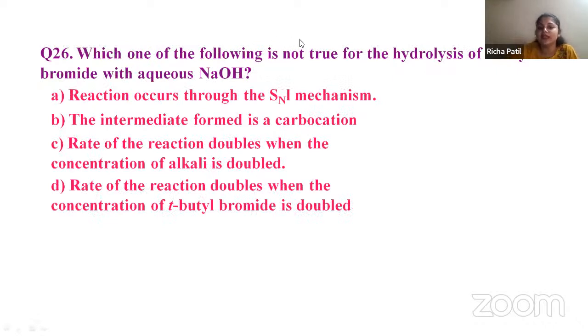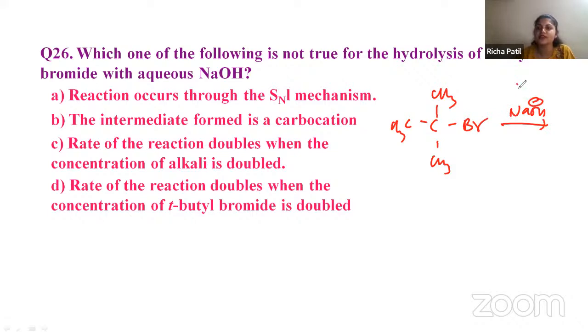Which one of the following is not true for hydrolysis of tertiary butyl bromide with aqueous alkali? Tertiary butyl bromide means CH3, CH3, CH3, Br, with aqueous alkali. OH is the nucleophile. The reaction occurs by SN1 mechanism. Okay, this is correct. We have to see which is not true. The intermediate formed is a carbocation, so this is also correct.